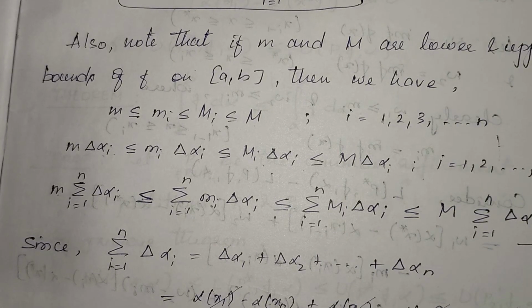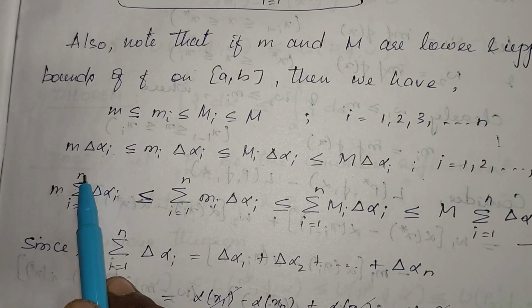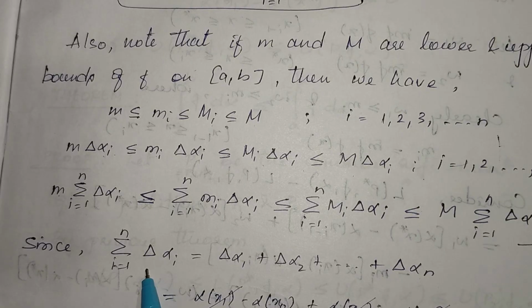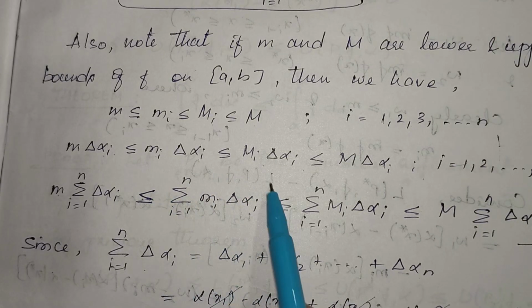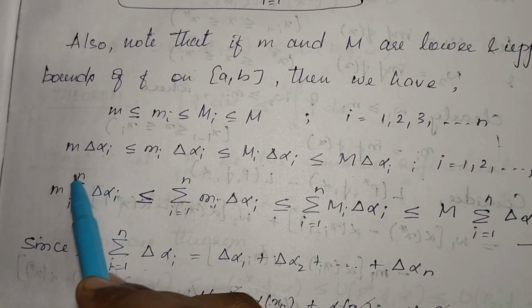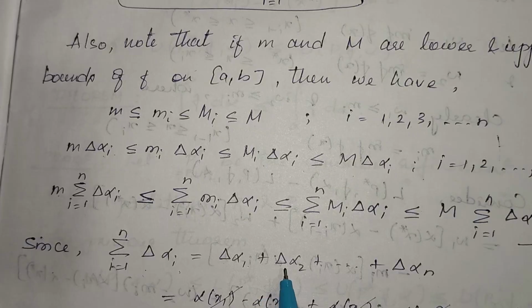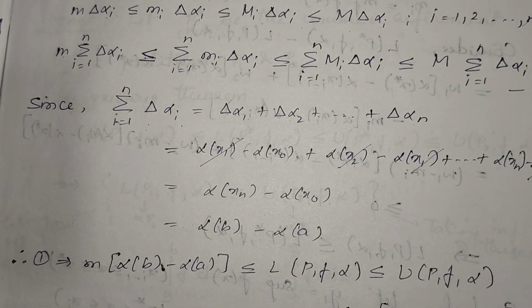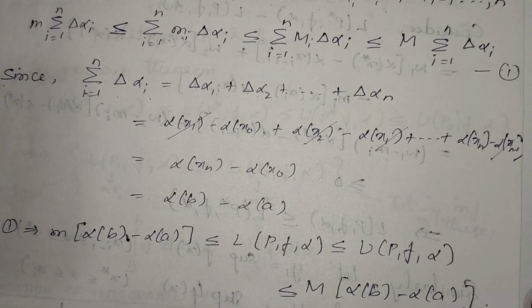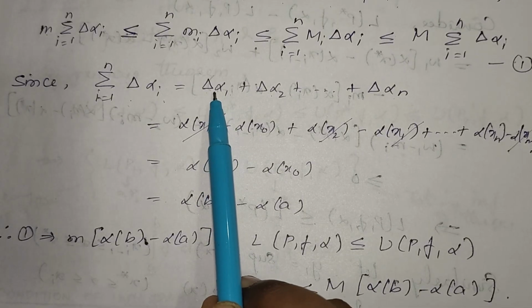So here we have, first we'll compute what this summation i equal to 1 to n delta alpha i is. Okay, see here, because this is nothing but lower sum, this is nothing but upper sum. Okay, so let's compute what this is. So here summation i equal to 1 to n delta alpha i. If you put i equal to 1 to n, we have delta alpha 1 plus delta alpha 2 plus etc. up to delta alpha n.